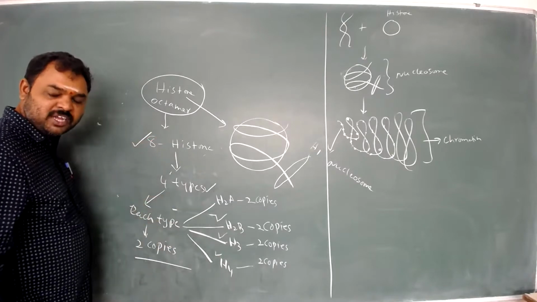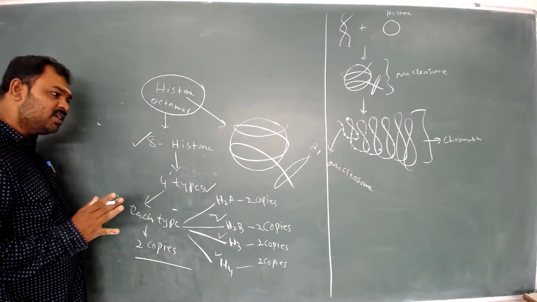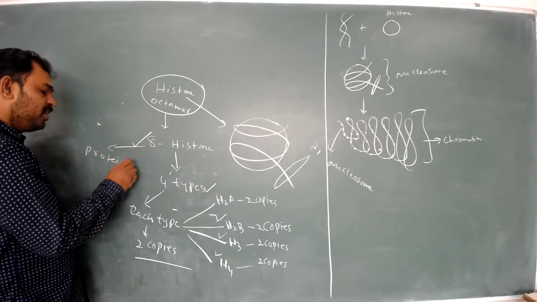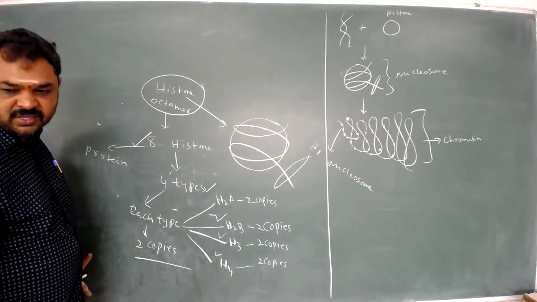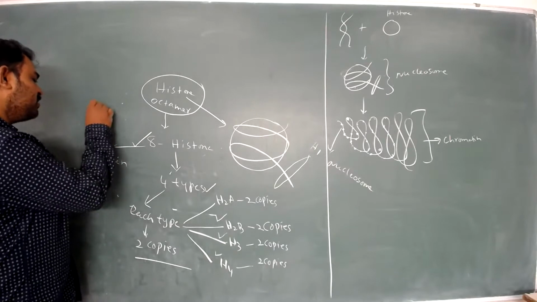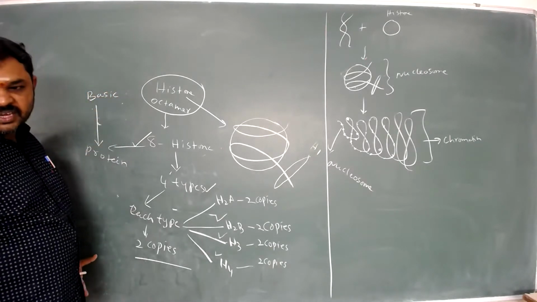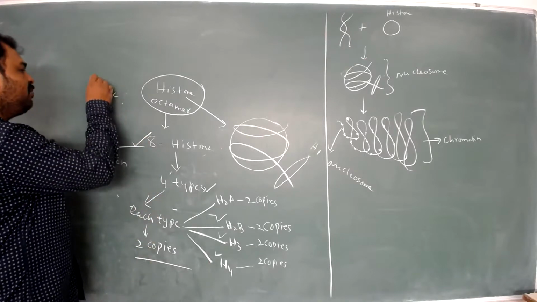That makes the total histone octamer. But what is a histone? This is a protein. How is a protein made? From amino acids. What kind of amino acids are there? Basic amino acids. What are those basic amino acids here?